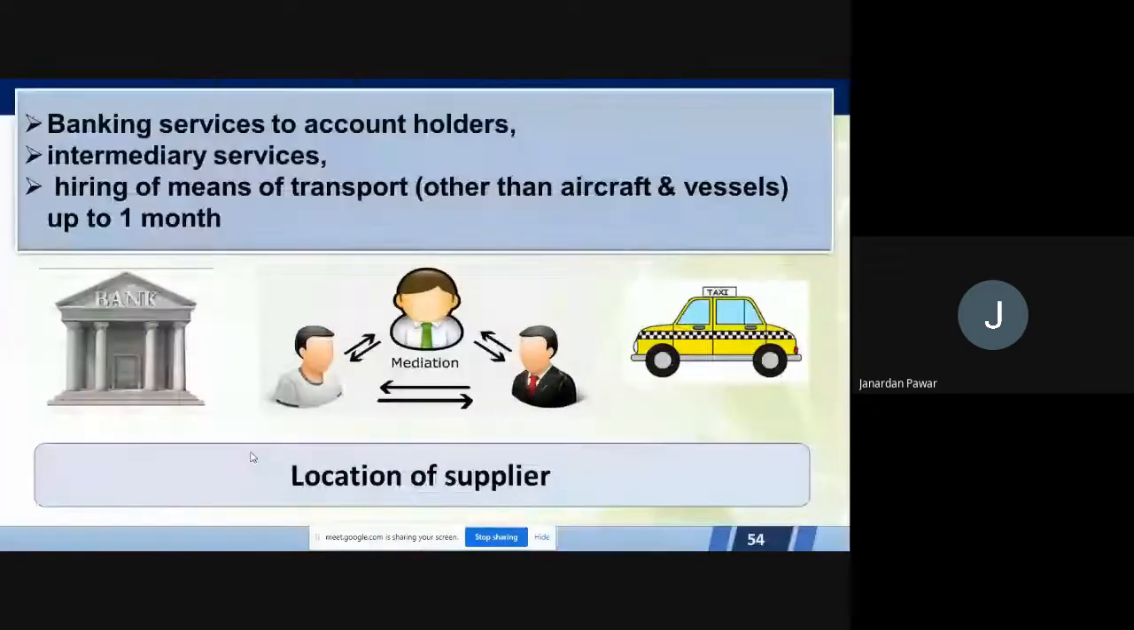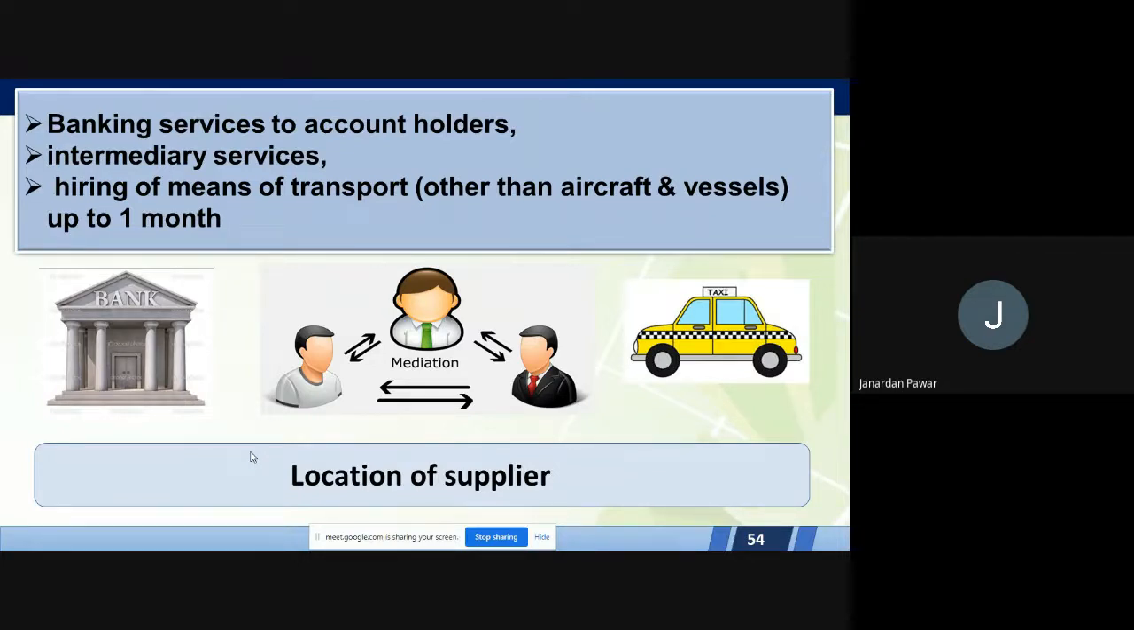Now the last one we are going to see, and from that we can understand what the place of supply could be. Suppose you are an account holder of a bank and you are getting banking related services. Then intermediary services. Then hiring of means of transport other than aircraft and vessels, up to 1 month. In this case, what could be the place of supply? If we all are getting this kind of services, then whatever is the location of the supplier, that could be the place of supply in the general manner.